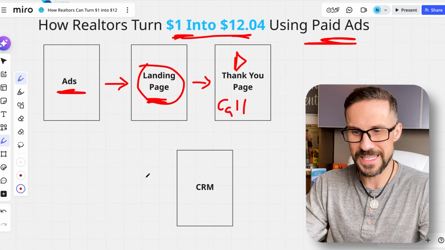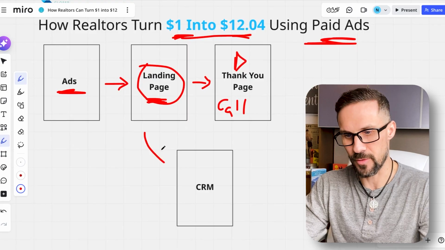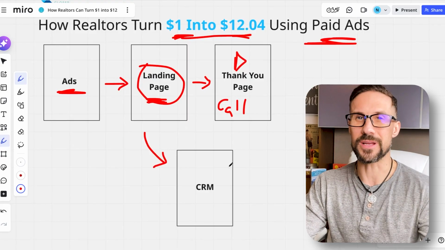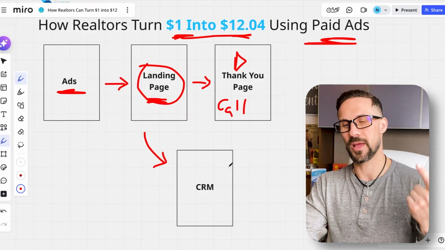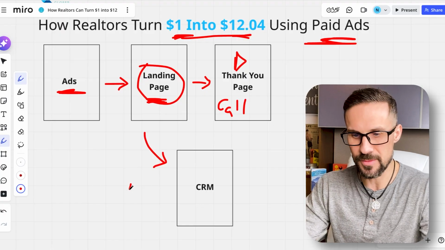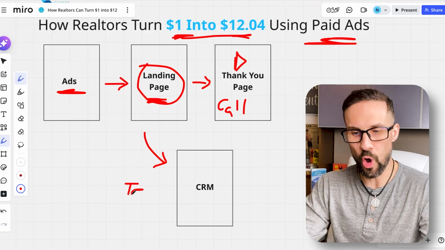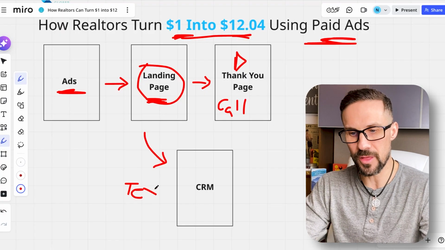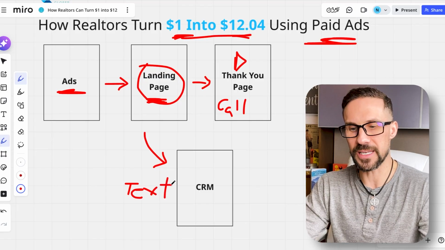Now, what this does is allow us to capture their information. So now we have their email, we have their phone number, and we have the ability to text them. We have the ability to call them. We have the ability to email them. Okay, so we have the ability to do this stuff.